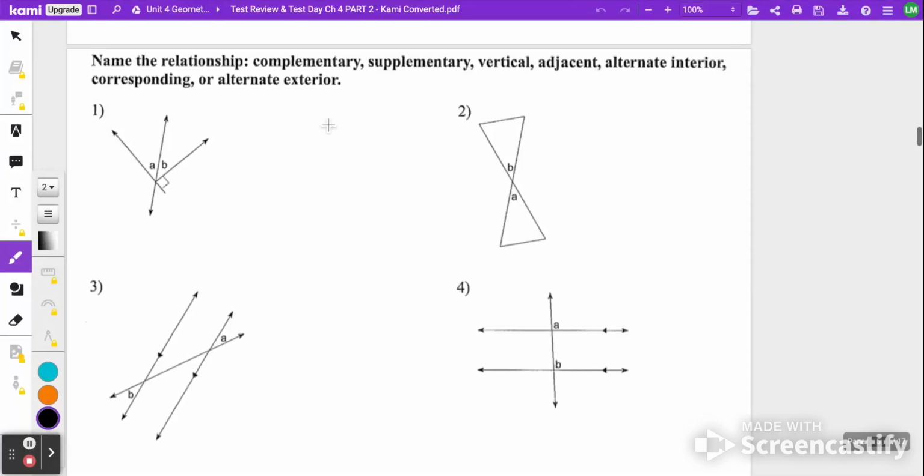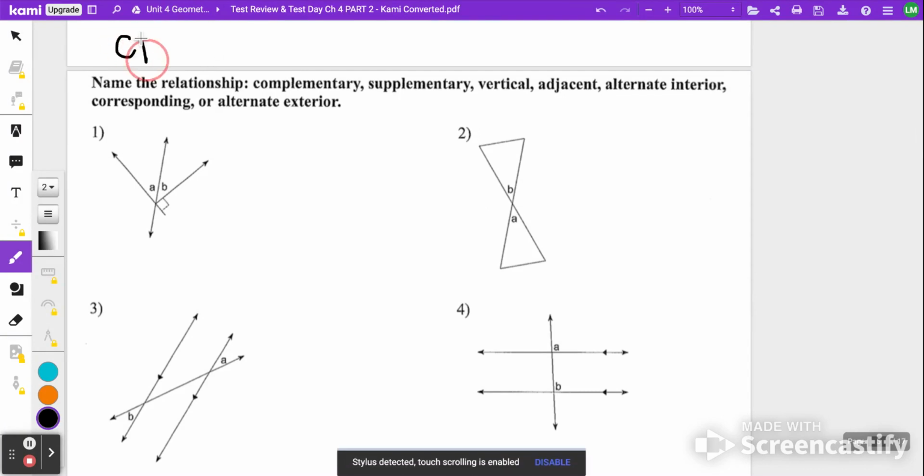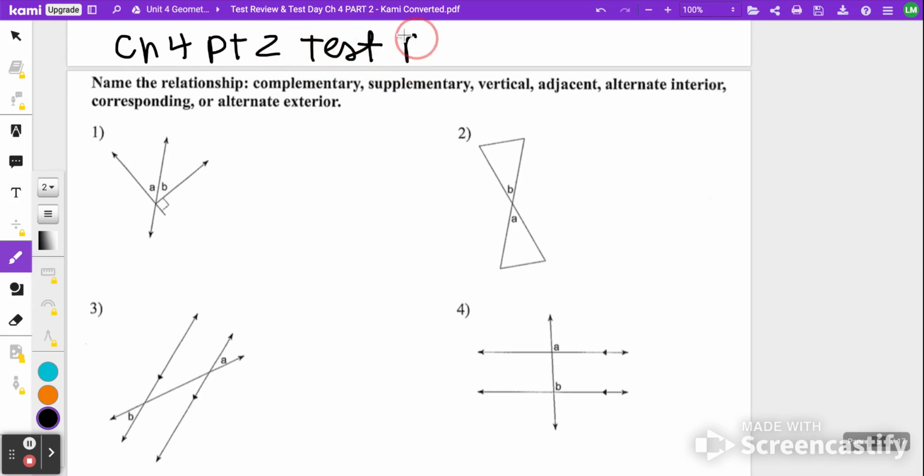Today we're going to be looking at Chapter 4, Part 2, Test Review. So what we're going to look at are all of our angle relationships and make sure we understand how to find the angle measurements of those. So let's go ahead and get started.